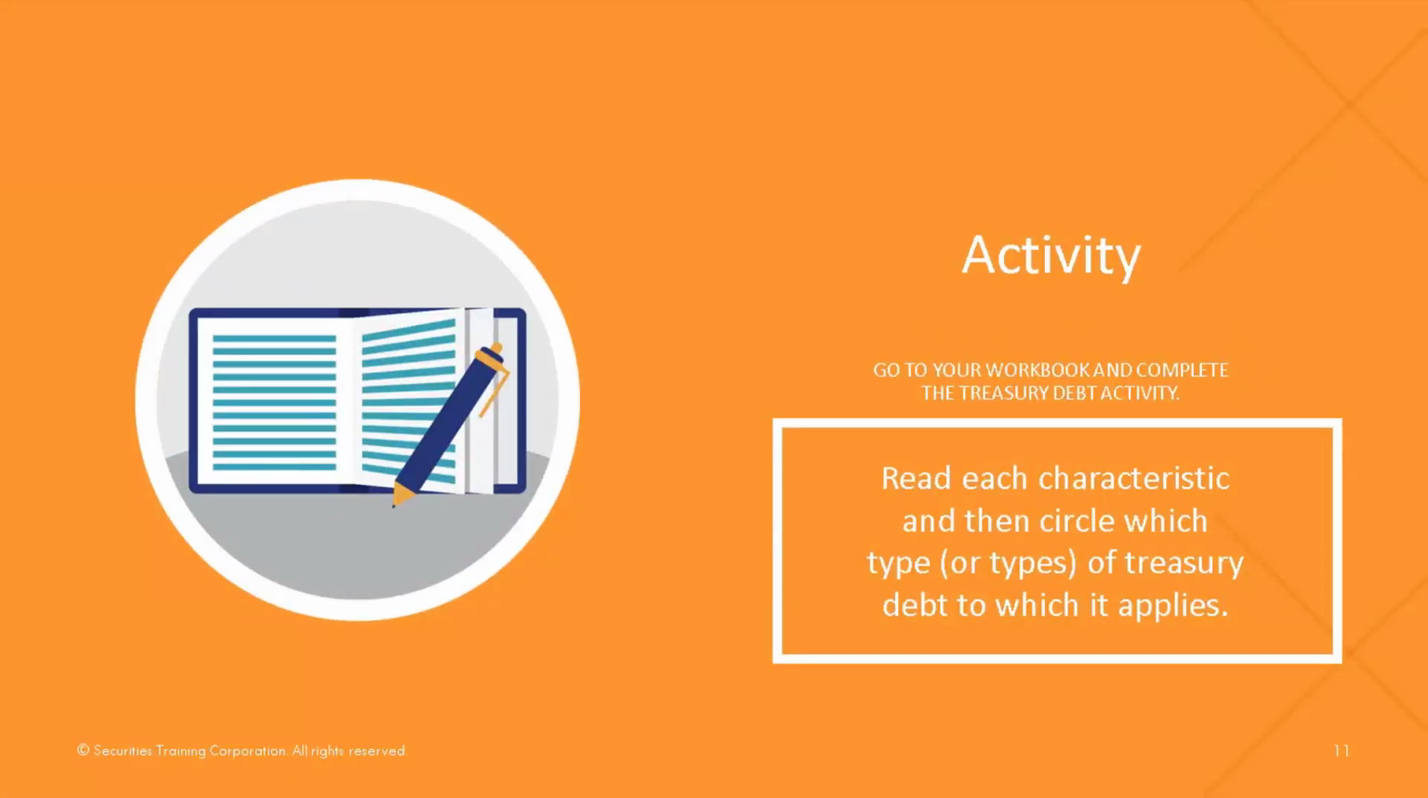Now let's look at an activity. If you go to your workbook, you'll see there's a question that asks you to read each characteristic and circle which type or types of Treasury debt that characteristic applies to. There could be more than one correct answer for each characteristic. You can pause and complete the workbook before continuing. So let's take a look at the answers.